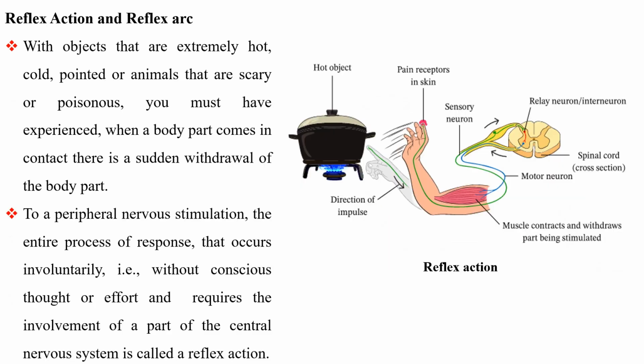Reflex action and reflex arc. When you come in contact with objects that are extremely hot, cold, or pointed, or with animals that are scary or poisonous, you must have experienced a sudden withdrawal of the body part. The entire process of response to a peripheral nervous stimulation that occurs involuntarily, that is, without conscious thought or effort, and requires the involvement of a part of the central nervous system, is called a reflex action.